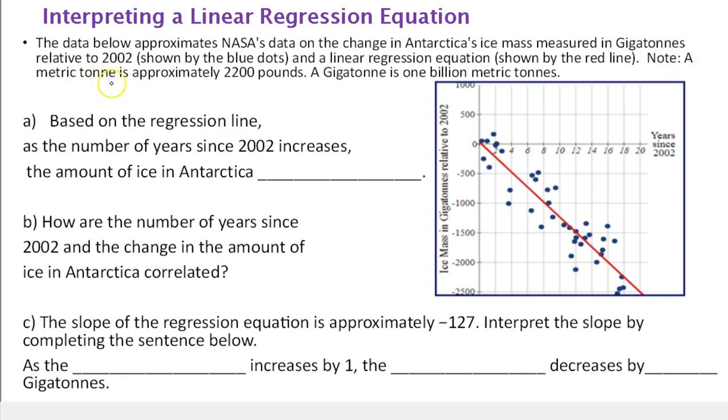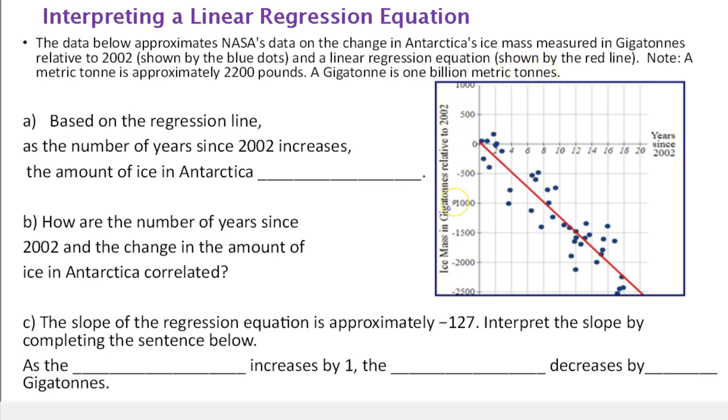Note, a metric ton is approximately 2,200 pounds, so an American ton is 2,000 pounds, so a metric ton is a little bit bigger. And then a gigaton, giga stands for billion, so a gigaton is 1 billion metric tons.